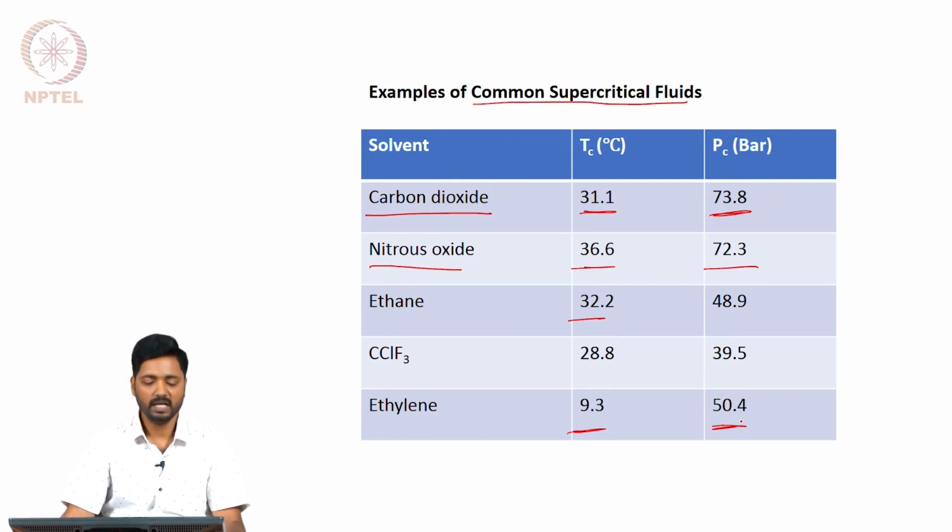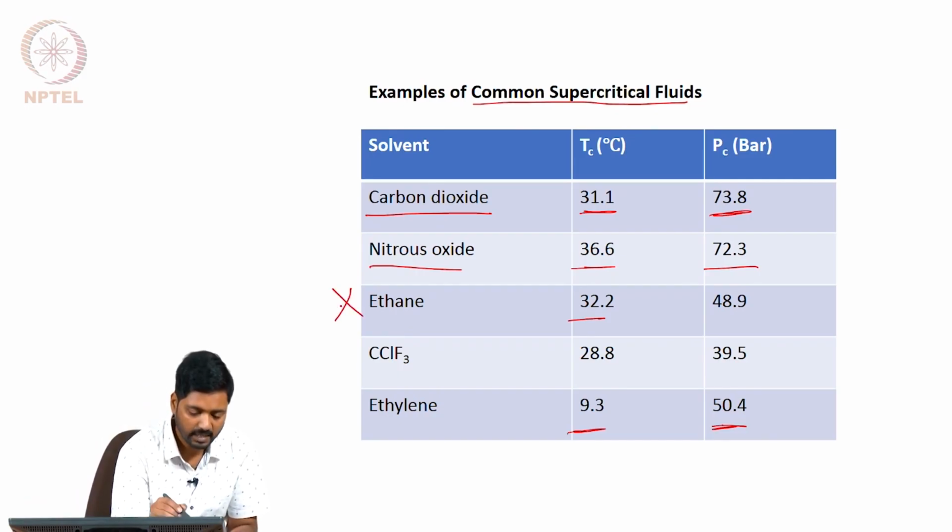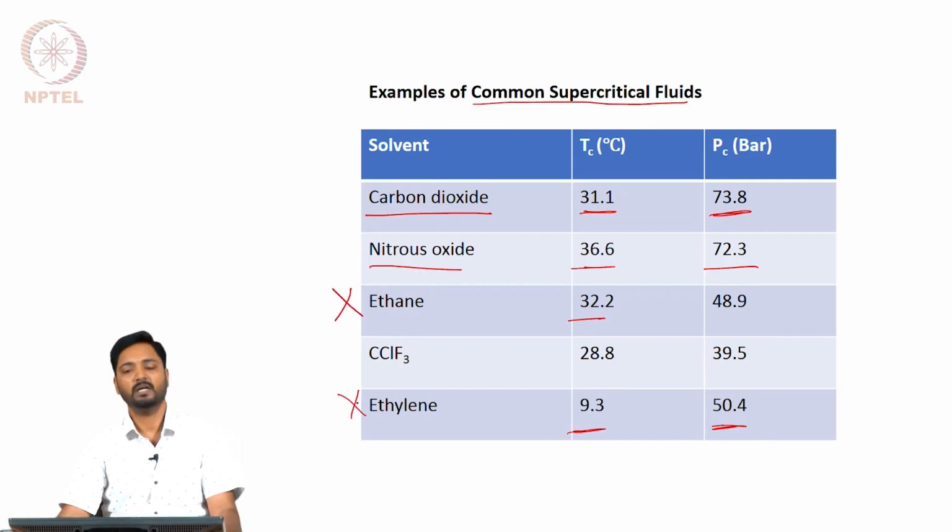What we need to realize and keep in mind when we are utilizing these supercritical fluids for practical applications are the other properties that these gases or these substances have. For example, ethane and ethylene both, despite their very favorable temperatures and pressures, cannot be used in practical chromatographic separations because of their high flammability.